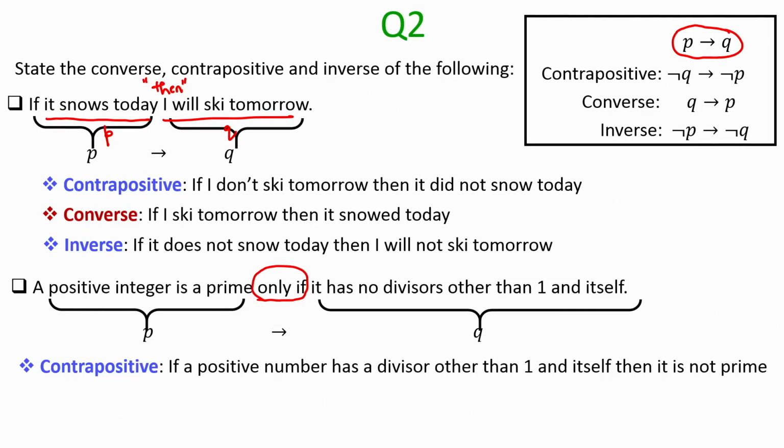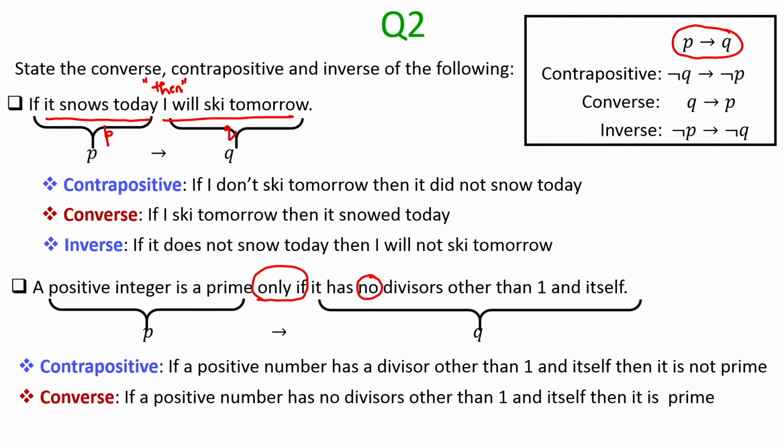The contrapositive will be negation Q implies negation P. The negation of Q will be: the number has a divisor other than 1 and itself, because Q means it has no divisors. So, negation of Q means it will have a divisor other than 1 and itself, and P is the number is a prime. So, negation of P will be it is not a prime. It is straightforward. Similarly, the converse will be Q implies P.